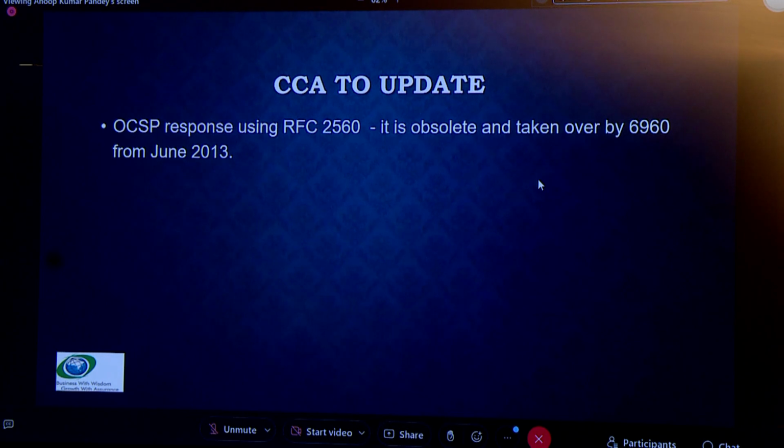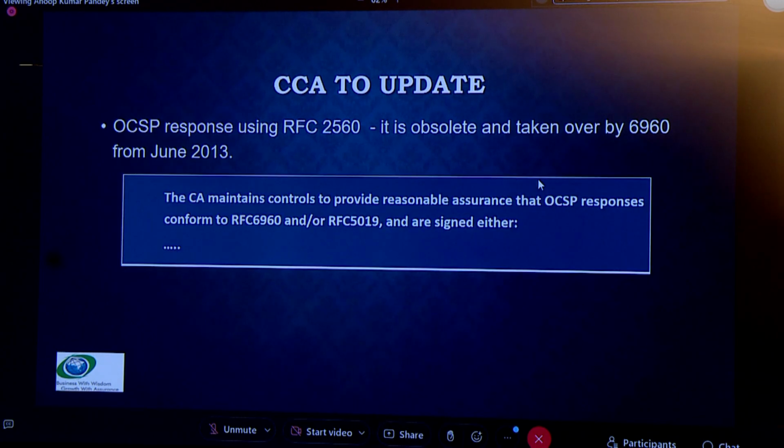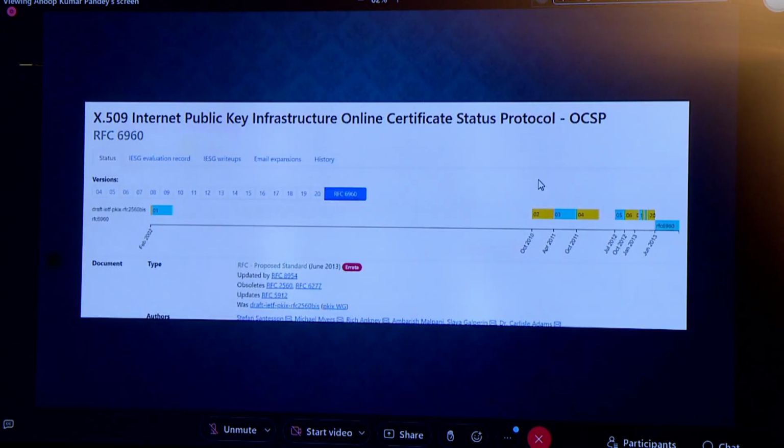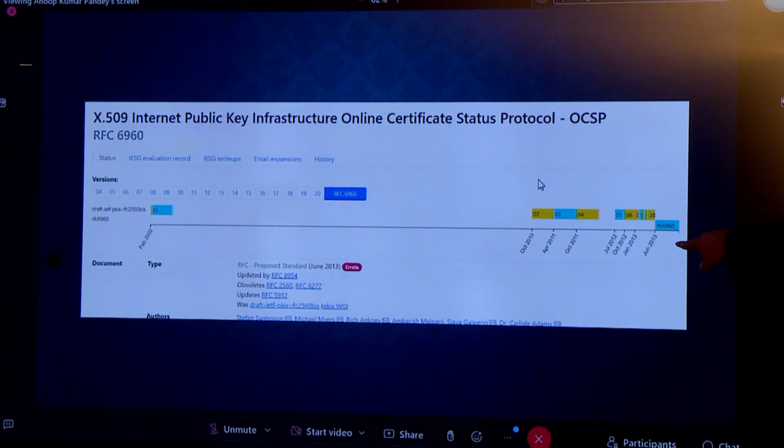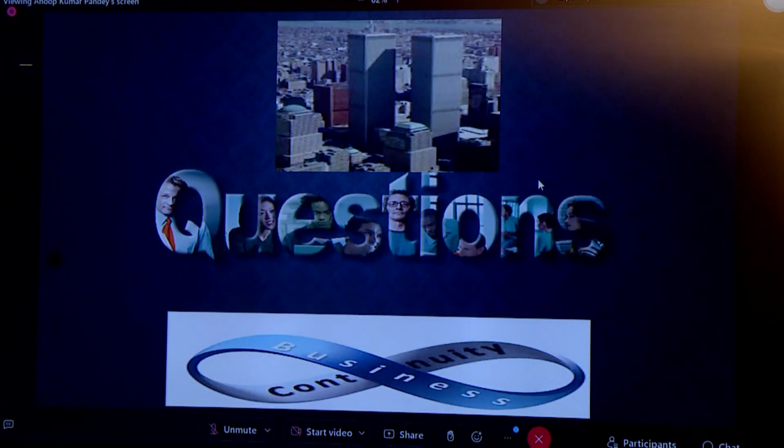And currently this is an update we need in our existing CPS document, because we follow RFC 2560, but that is already obsolete. So we need to change it to RFC 6960. What are these changes? Not much, sir. We checked our current CA software and they are already following this. So maybe only at the CPS document level we have to change. The next one. That's all. I think these are the things we cover.